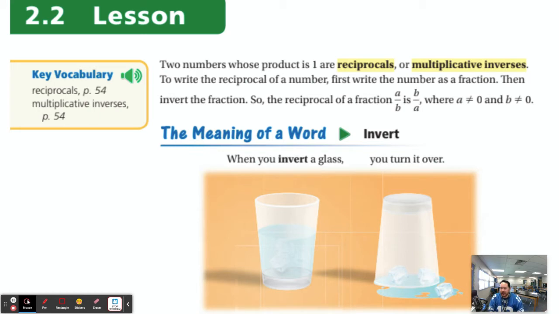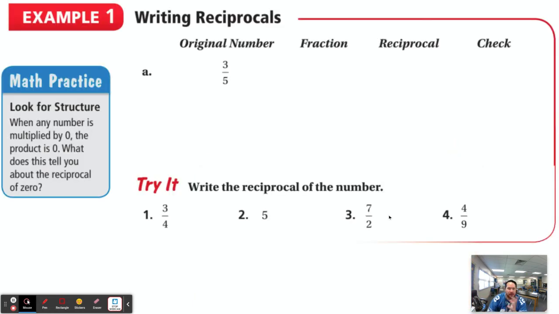So basically, dividing fractions is the same as multiplying, but we have to know what a reciprocal is first. It's a fancy word, reciprocal, or multiplicative inverse, another fancy term. Basically what it is, is flipped over. That's it, flipped over. Reciprocal means flipped over. It's like flipping over a glass.